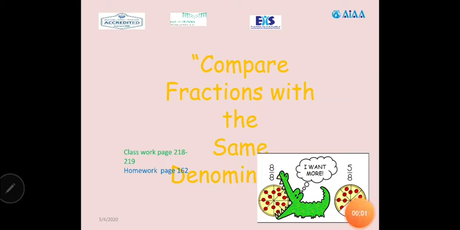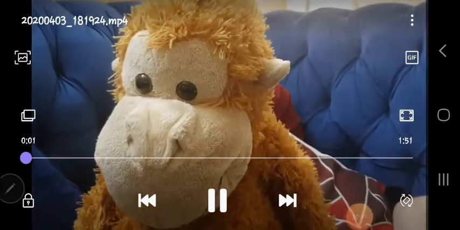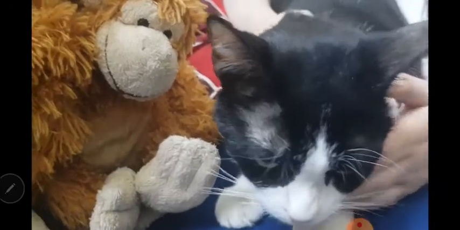Okay, we are back to compare fractions with the same denominator. This is part 2. And let's see Cookie again, what she's doing. So this is Mr. Monkey. Say hi for Mr. Monkey and his little baby. And this is Cookie. They have a little problem.